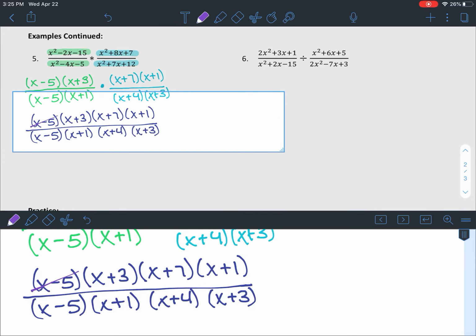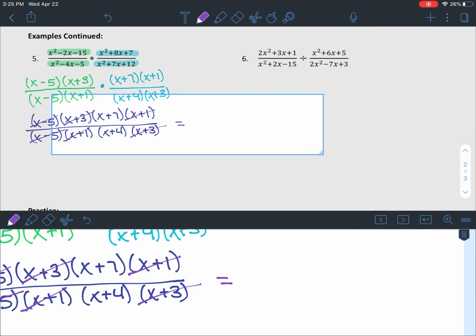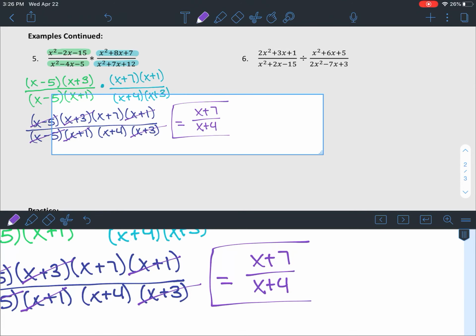From here, I'm going to ask myself what I can cancel out. So there's an x minus 5 on the top and on the bottom. There's an x plus 3 on both the top and the bottom, and there's an x plus 1 on both the top and the bottom. So all that I'm left with is x plus 7 over x plus 4.